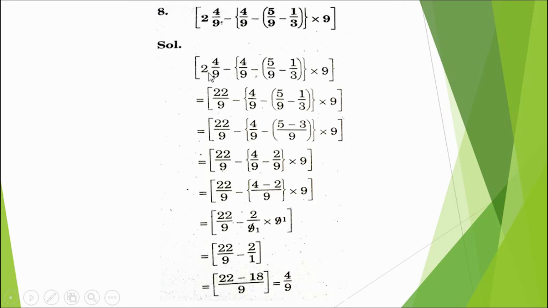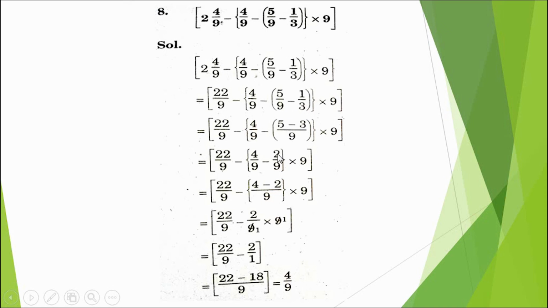Now question number 8. Box bracket 2 and 4 over 9 minus curly bracket 4 over 9 minus round bracket 5 over 9 minus 1 over 3 round bracket curly bracket multiply 9 box bracket. First of all, 9 2s are 18, add 4, 22 over 9 minus curly bracket 4 over 9 minus 5 over 9 minus 1 over 3 multiply 9. Now these values come as they are. First of all, we solve the box bracket, round bracket.